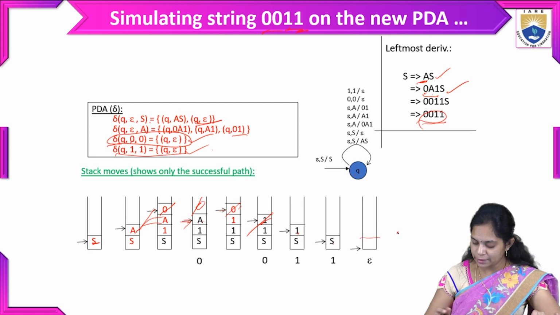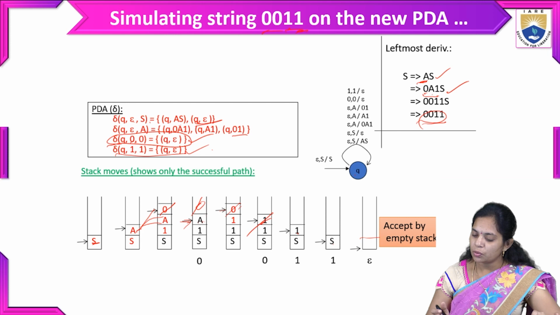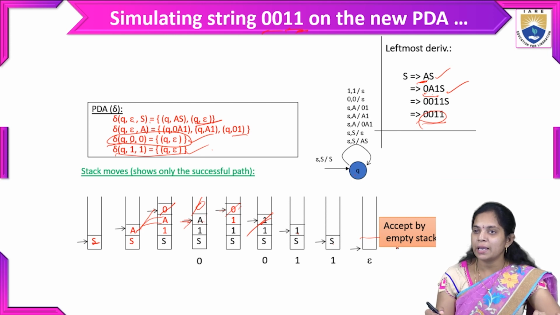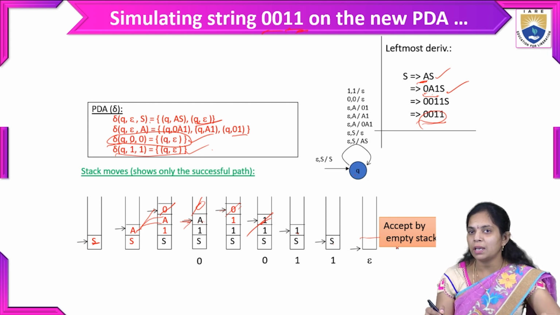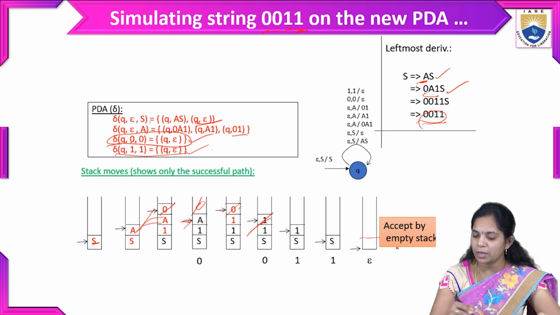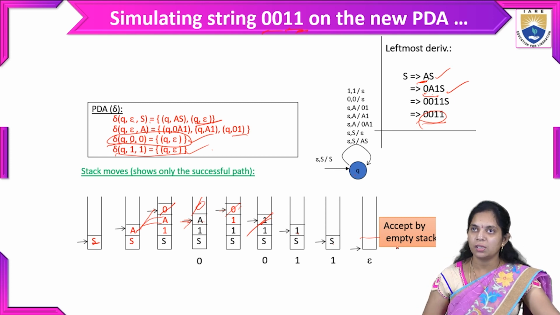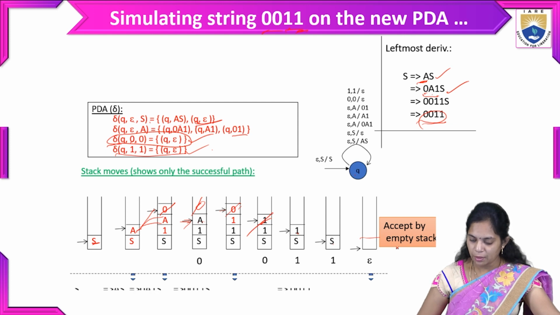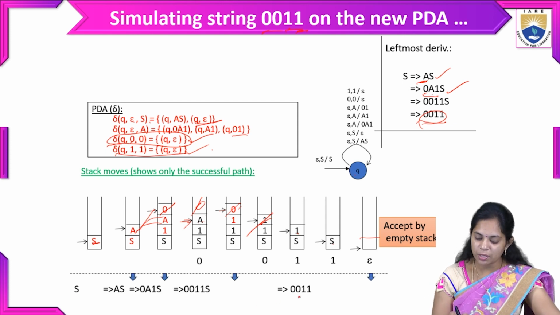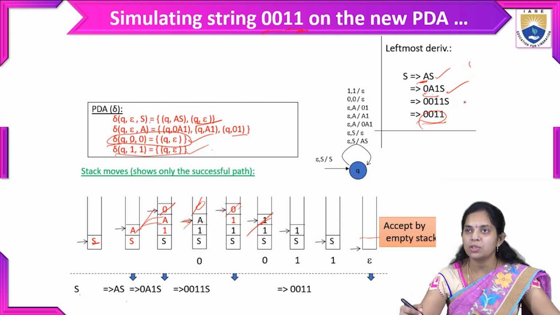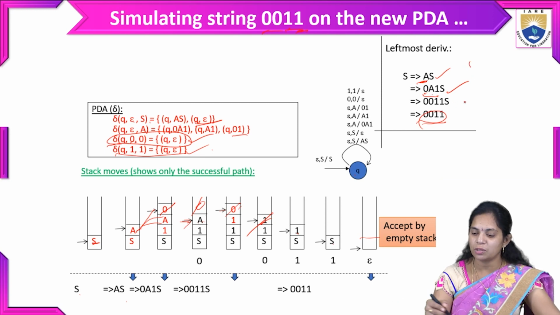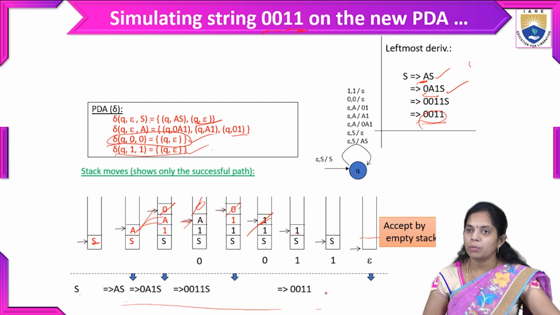And here it is the empty stack. So the string is accepted by the empty stack acceptability. So this is how we are simulating the input string with the newly constructed PDA. So here this is the equation. A tends to, so what is the new leftmost derivation we derived from the production rule? That is followed here in the pushdown automata also.